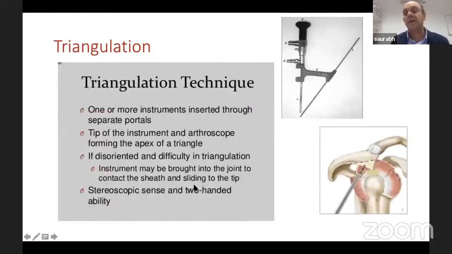Triangulation. This takes time. I'm sure you've all done knee scopes. So basically, that's your arthroscope. Whichever instrument you want to put in, whether it's a probe or a shaver or a diathermy, you need to aim it just at the tip or slightly anterior. And if you're struggling, an easy thing, especially in difficult scopes, is to put your probe or your shaver or your diathermy, touch it to the sheath, that's easy. And then slide it anterior, just in front of the light source.